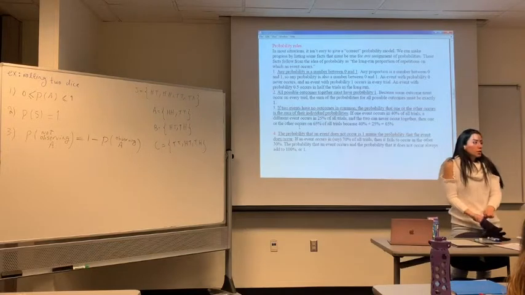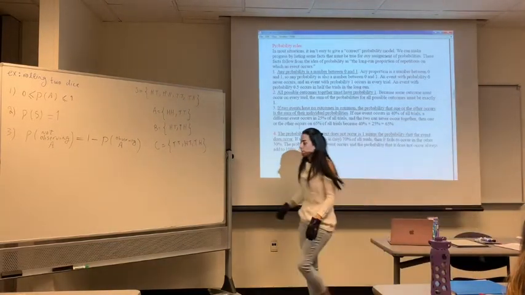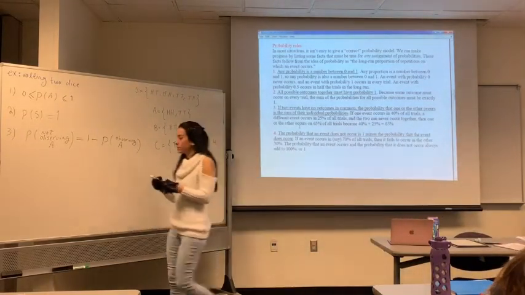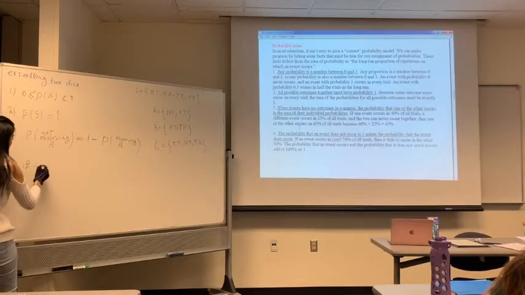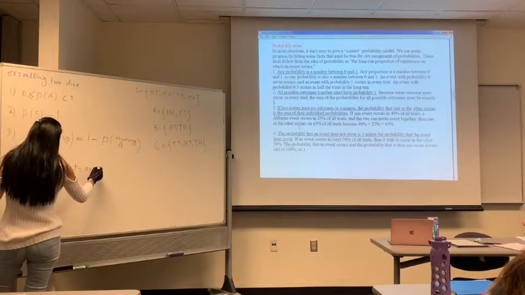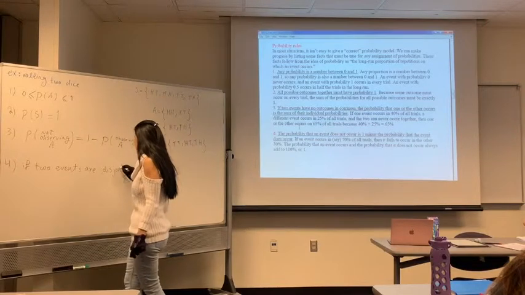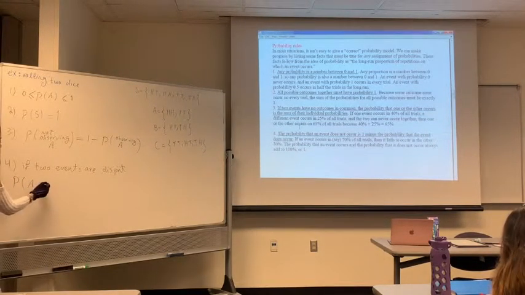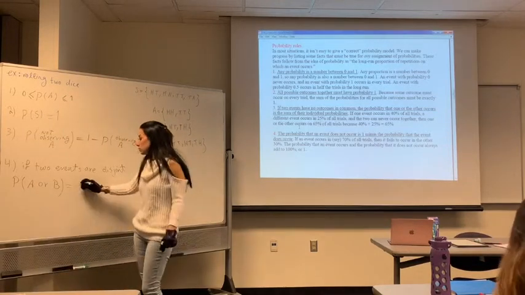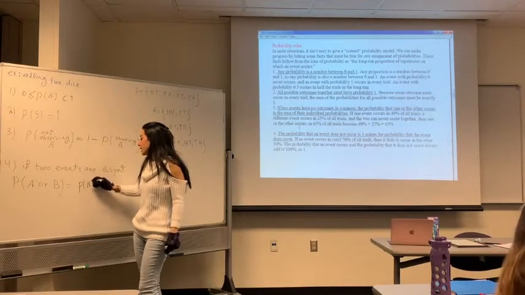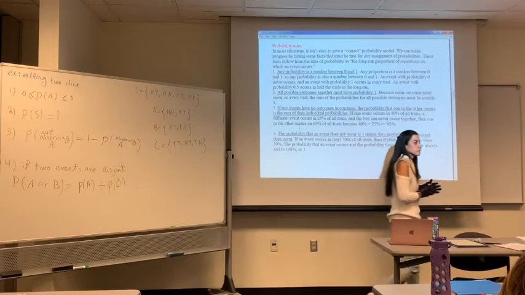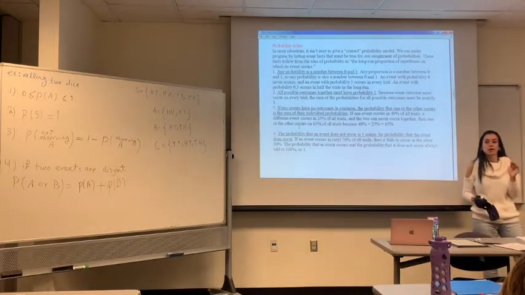Okay, so the last rule of probability says if two events are disjoint, now you know what disjoint means, right? If two events are disjoint, the probability of observing one event or the other event is equal to the probability of observing A plus the probability of observing B, if they are disjoint.